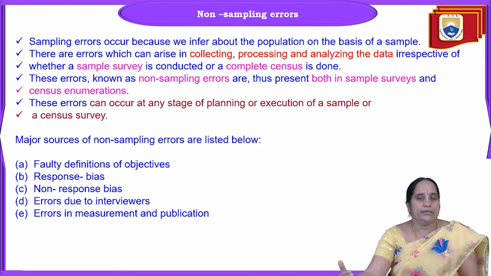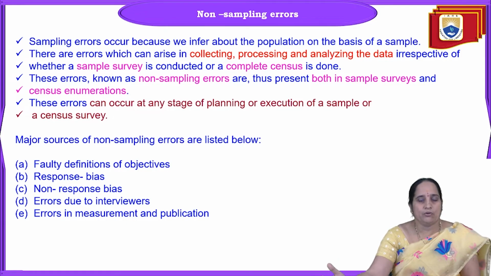Then the second type of error is non-sampling error. These errors occur because we infer about the population on the basis of a sample, but it is not always correct. If, just based on the sample, you conclude the characteristics of a particular population and make it a generalized statement or overall conclusion, errors can arise. There are errors which can arise in collecting, processing and analyzing the data irrespective of whether a sample survey is conducted or a complete census is done.